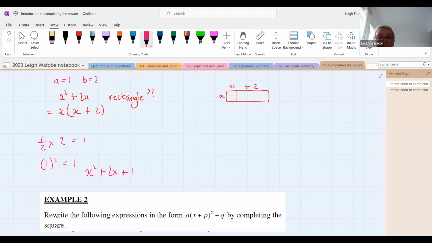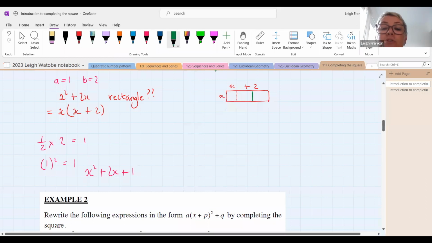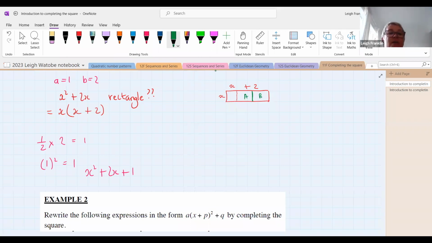Now let me show you in pictures what it is that we are doing. Remember, we took half of the middle term. So I'm going to split 2 into 1 and 1, and I'm going to call this part A and this part B. Let me show you the diagram, and then I'll happily take your questions.